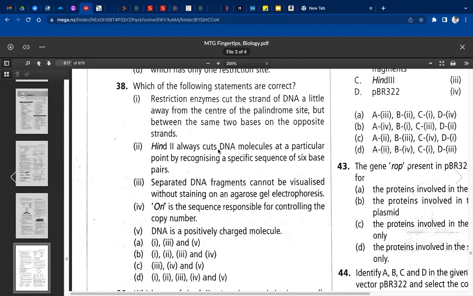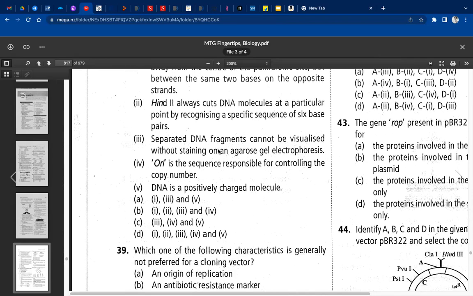So outright A, C, and D cannot be the right option. Only option B could be, because every other statement apart from the fifth statement is correct. The fifth statement is completely incorrect. Make sense, everyone? Yes, sir. Okay, good.